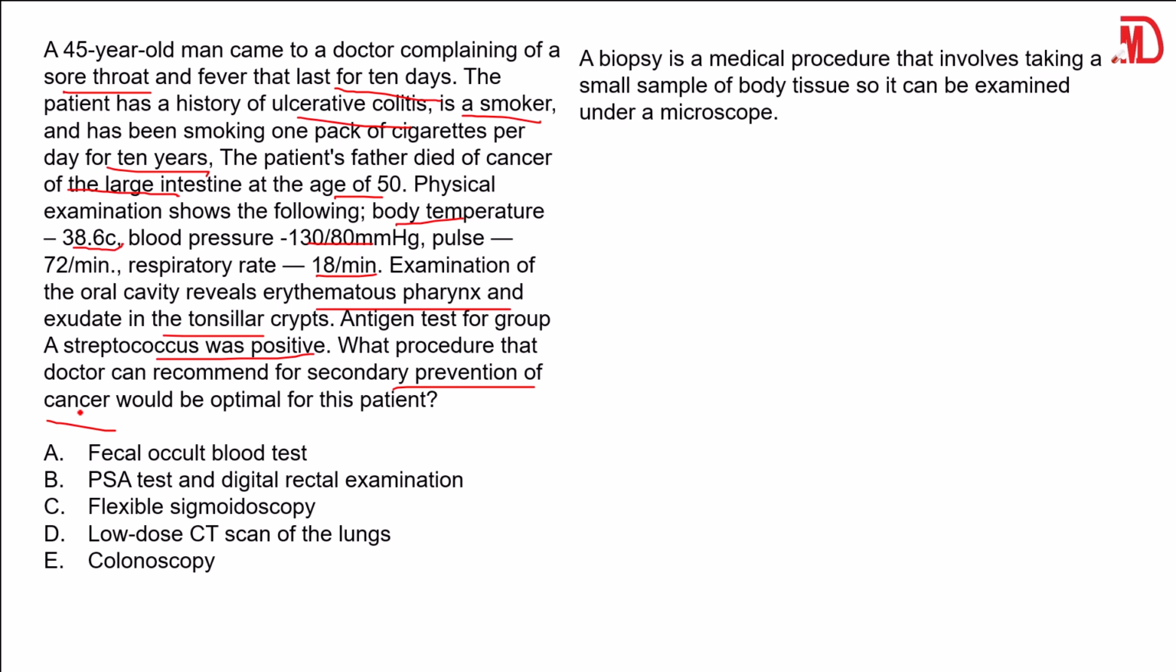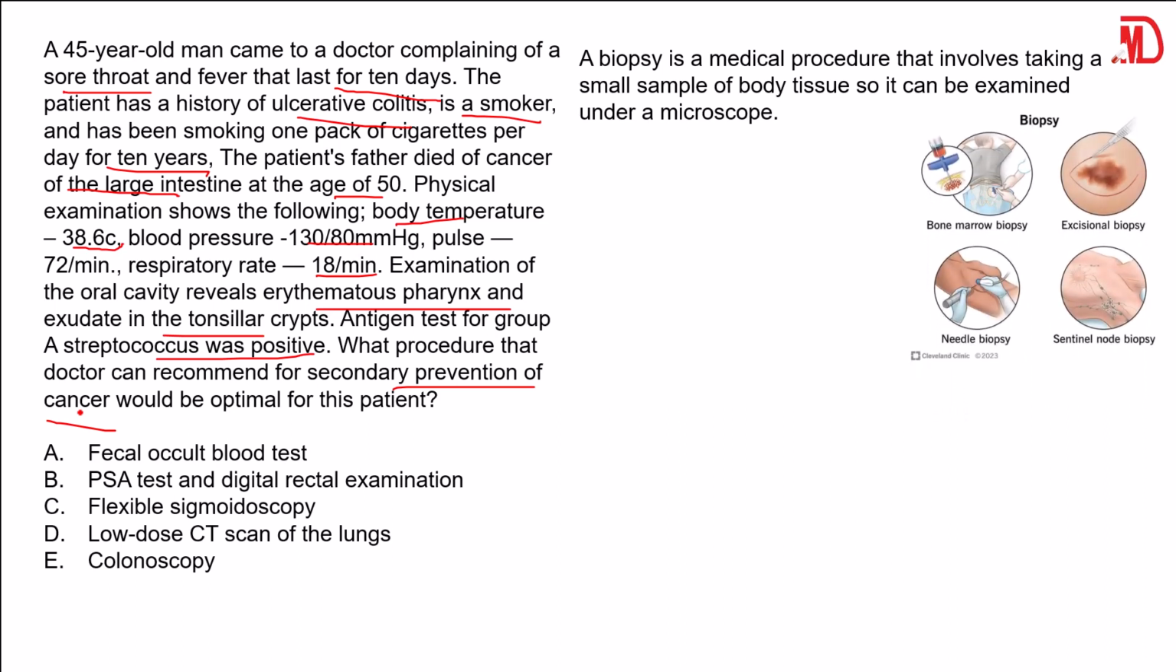So for every malignancy, biopsy is needed. Hence, in this particular patient, either you are doing a sigmoidoscopy or a colonoscopy. Either you are focusing on the sigmoid or the whole colon. So this is just to show you the various kinds of biopsies: excision biopsy, sentinel node biopsy, needle biopsy, bone marrow biopsy. Depending on what you're looking at, you know which kind of biopsy to take.